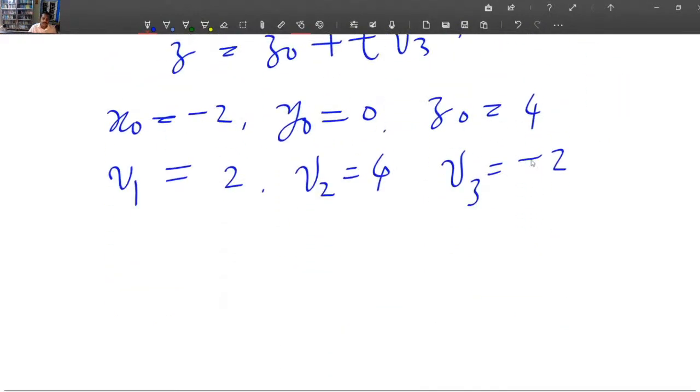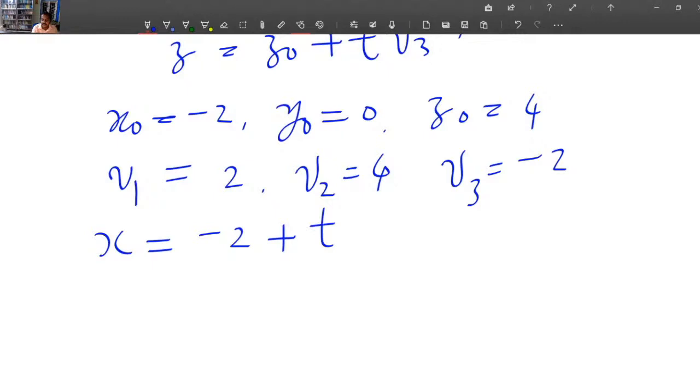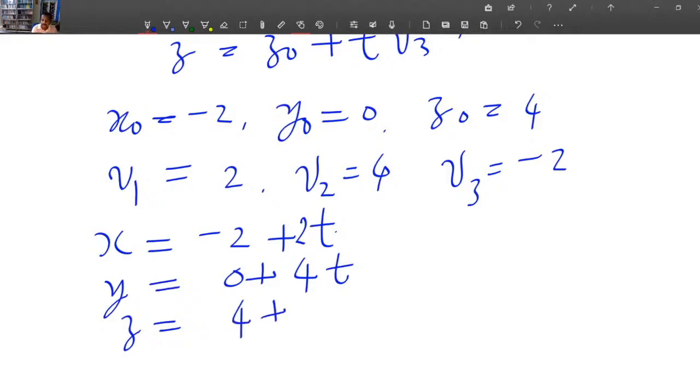So parametric equations are x is equal to x naught plus tv1, t times v1. So this you can write as minus 2 plus 2t, and y is equal to y naught plus, so 0 plus 4t, and z is equal to z naught plus, 4 plus minus 2t. So actually this is 4 minus 2t, where minus infinity less than t less than infinity.